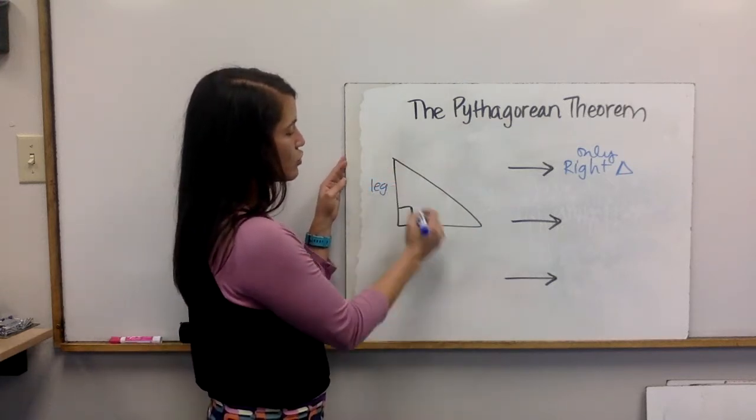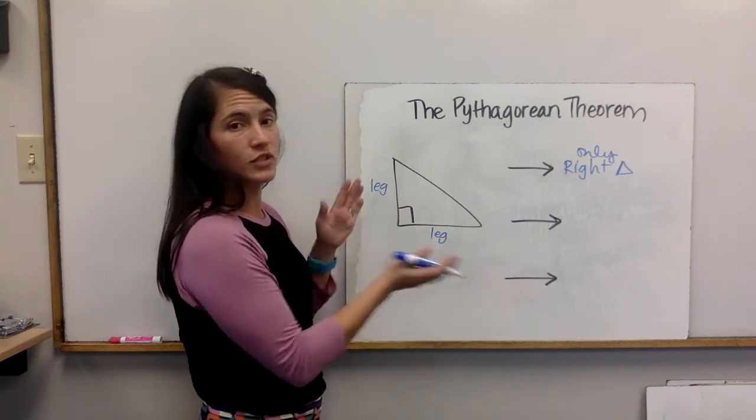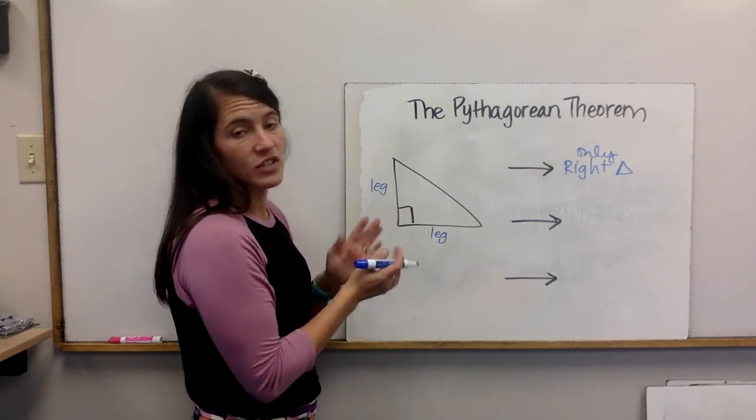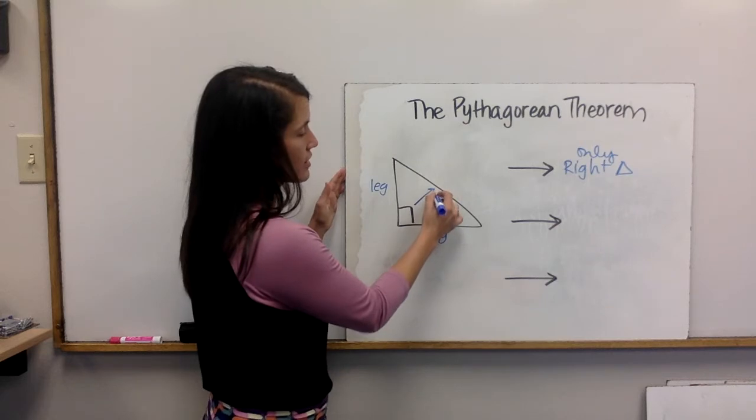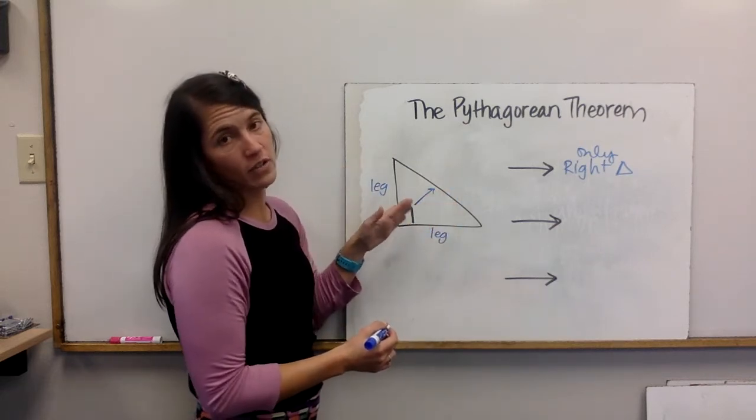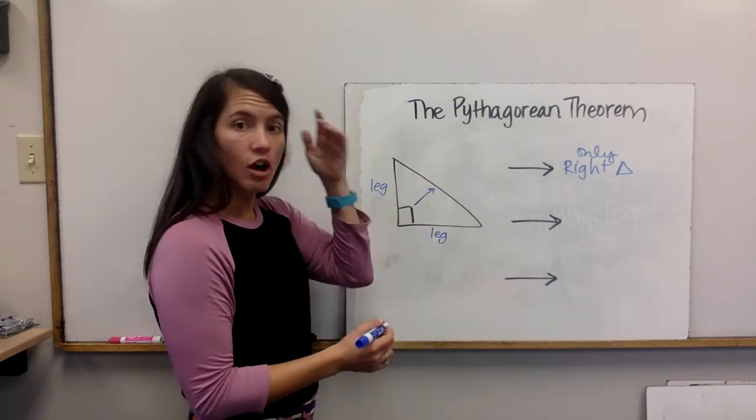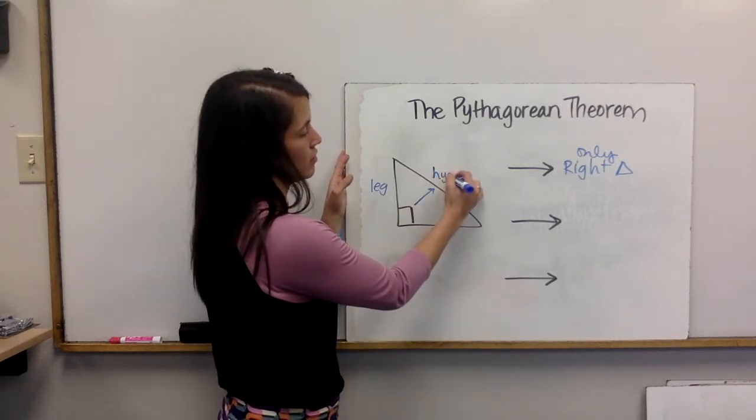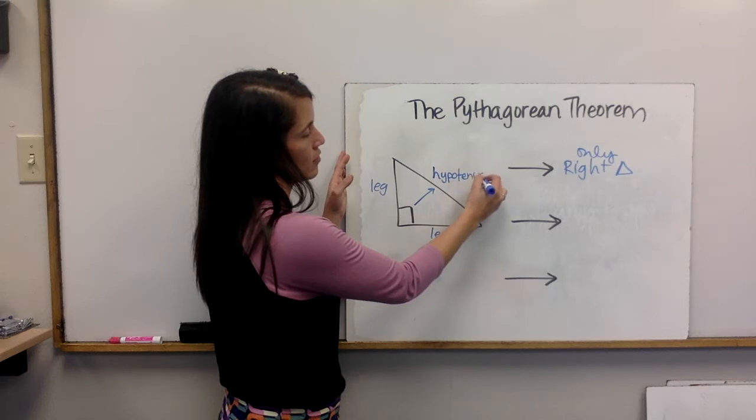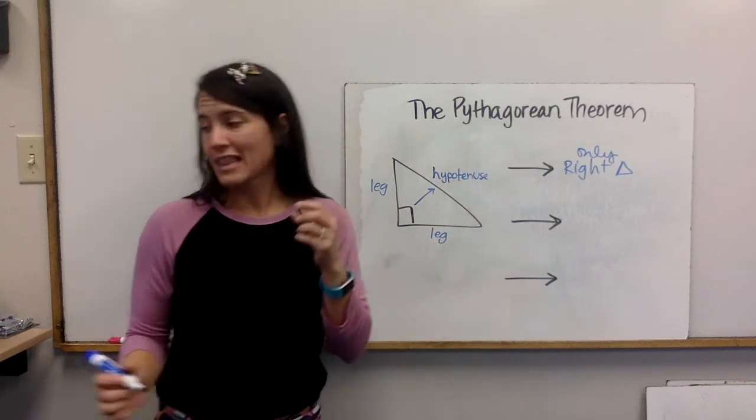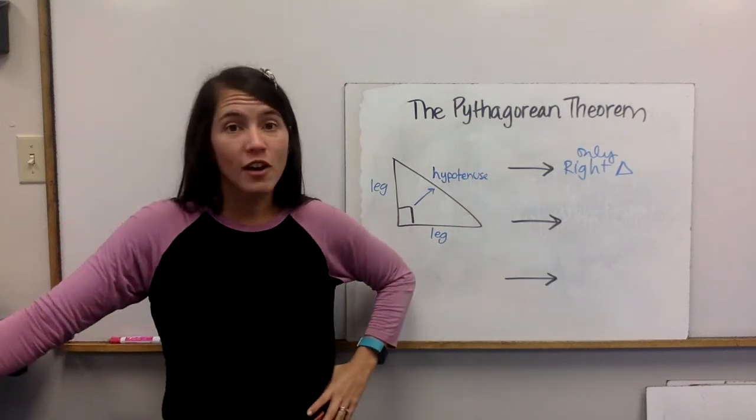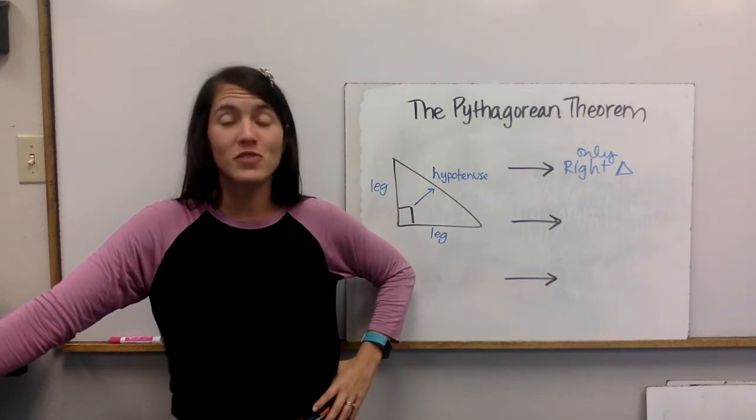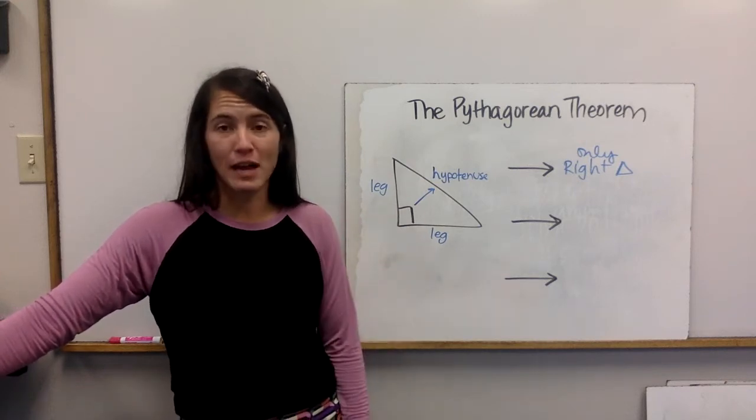So these two short sides are called legs. If it's the two short sides, they're legs. The longest side is always across from the right angle. Wherever the right angle is, the longest side is across from it, and that's this long word called the hypotenuse. I don't know where it came from. I'm sure we could look it up. What a strange word. But the longest side is called the hypotenuse.